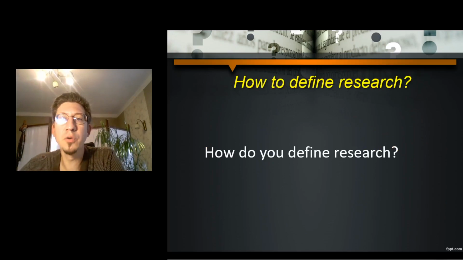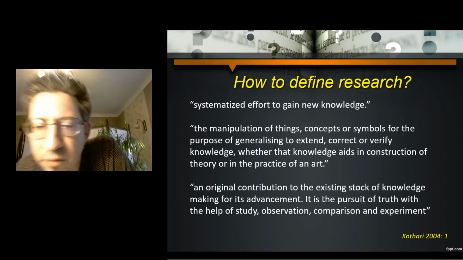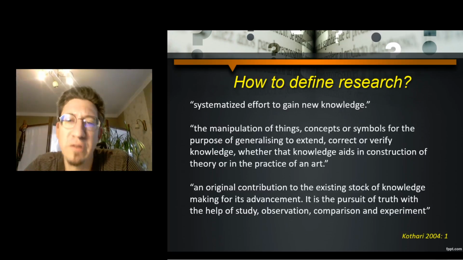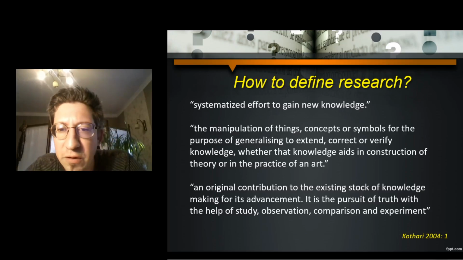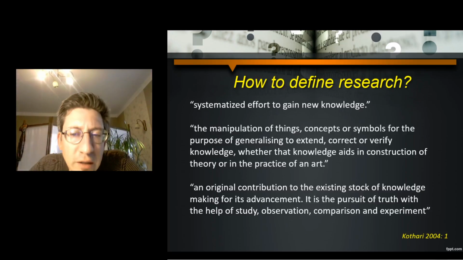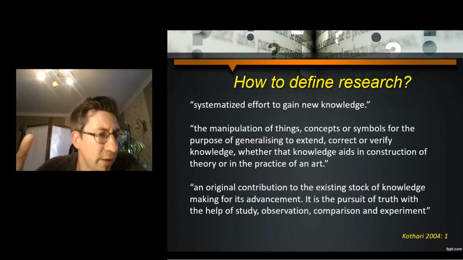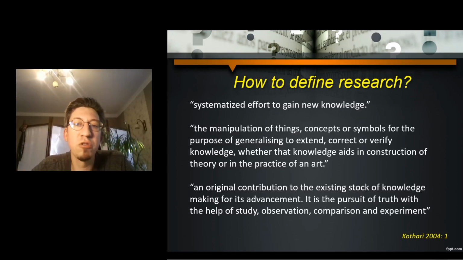So let's start. How to define research? It's a question we don't ask often. We all know this, right? So what is research? Research is what we do. It's scholars like, what are the goals, right? Here actually, based on the work of Causality, are some very interesting and nice basic definitions. So a systematized effort to gain new knowledge. That's definitely what research is. The manipulation of things, concepts or symbols for the purpose of generalizing, to extend, correct, verify, improve our knowledge. And then the final thing is actually like research work and an original contribution to what we already know as a community of scholars, right? So these are three ways to look at it.